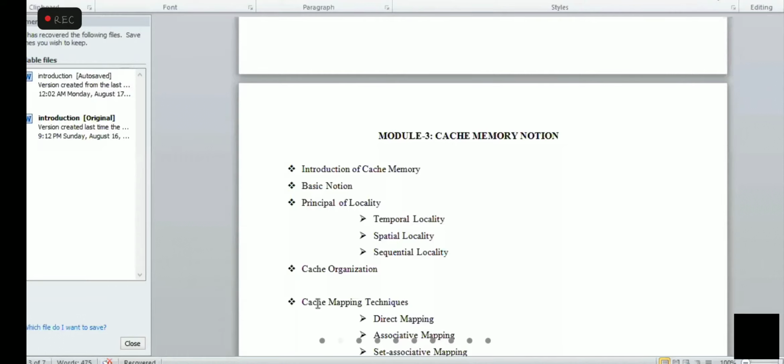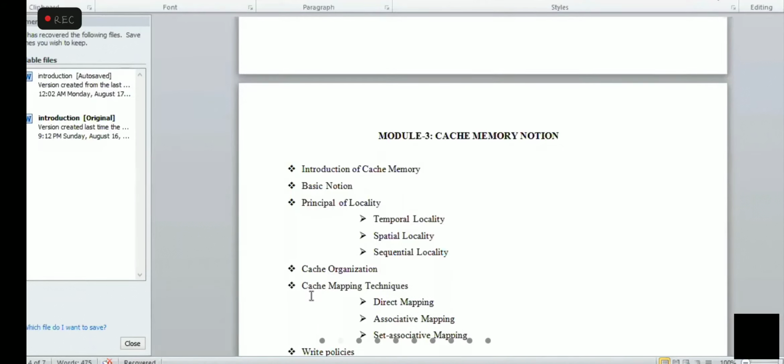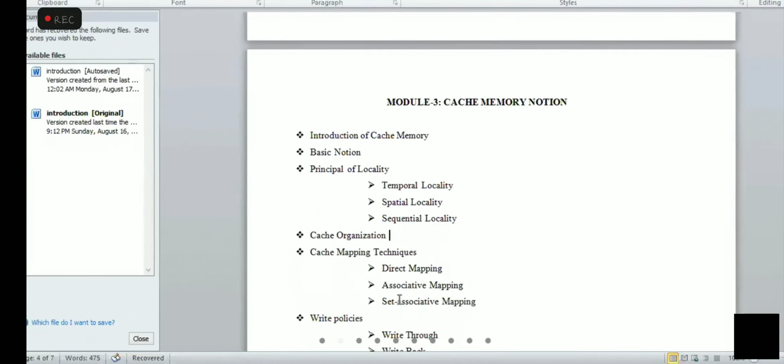Now cache organization means how to organize cache in a memory and a CPU. And the next topic is cache mapping techniques. We will discuss direct mapping, associative mapping, and set associative mapping. These mappings are also discussed in terms of numericals.